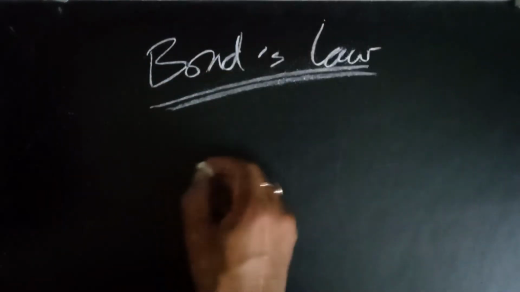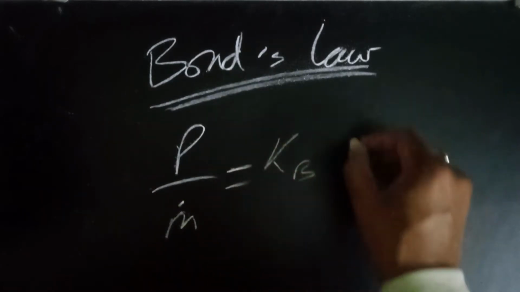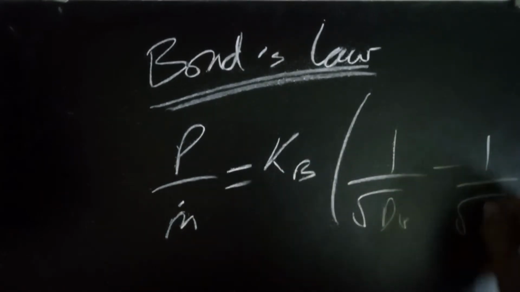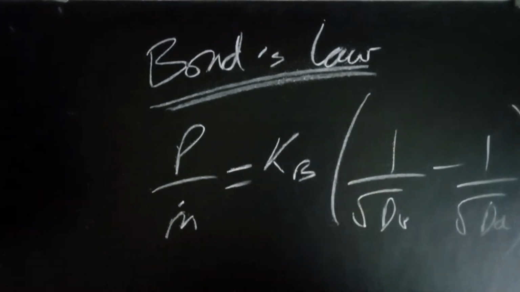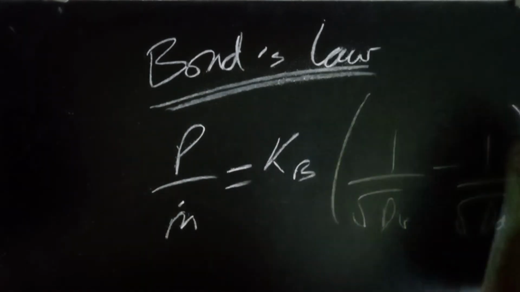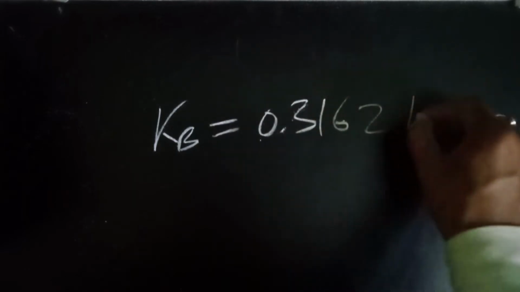Finally we have Bond's law, which is the most used. In Bond's law, P by M is equal to Kb times 1 upon under root dB minus 1 upon under root dA. Here Kb is the Bond constant, and one thing to note is that Kb is nothing but 0.3162 into work index.